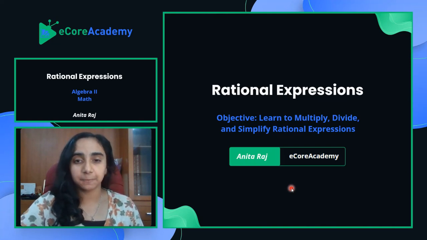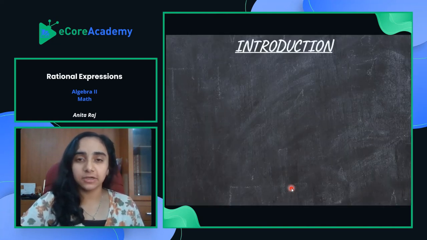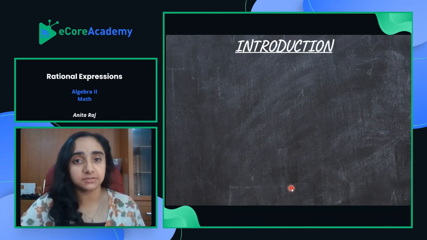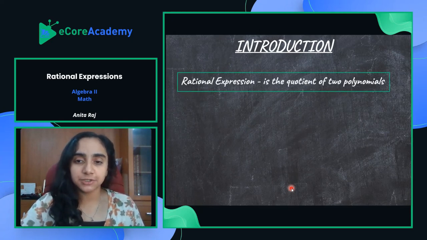All right, so in our introduction, let's discuss exactly what a rational expression is. What should you be looking out for to qualify as a rational expression? So a rational expression is the quotient of two polynomials.